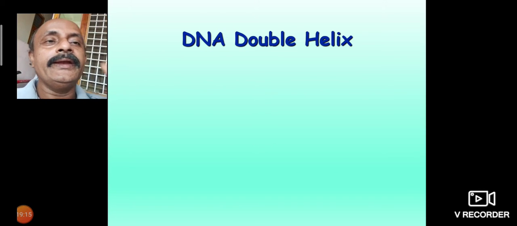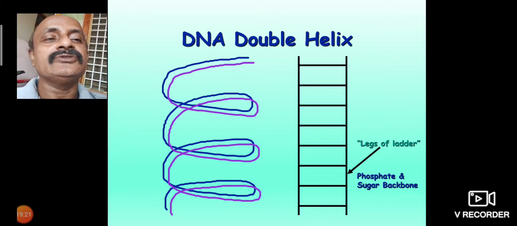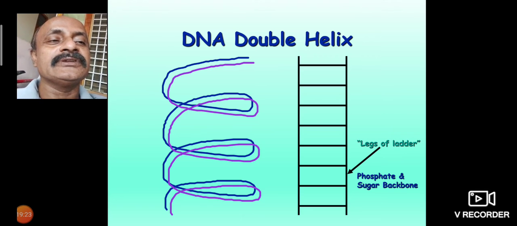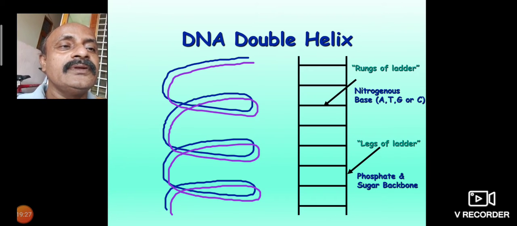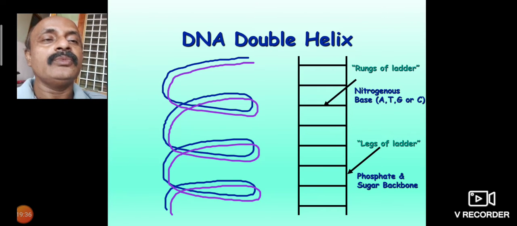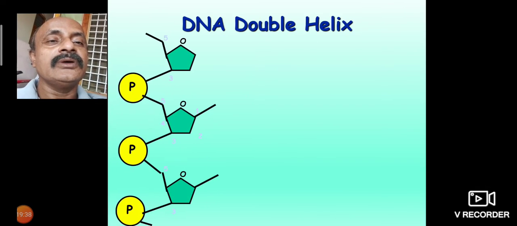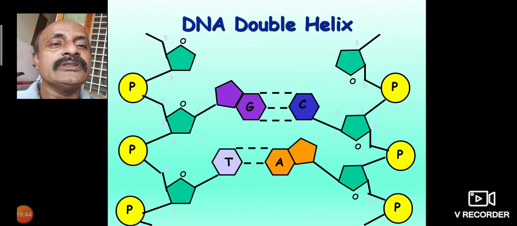The DNA double helix is joined in a ladder-shaped structure. The rungs of the ladder are the nitrogen bases: adenine, thymine, guanine or cytosine. The legs of the ladder are the phosphate and sugar bonds. This is also the double helix model of DNA, in which the strands are joined to each other.